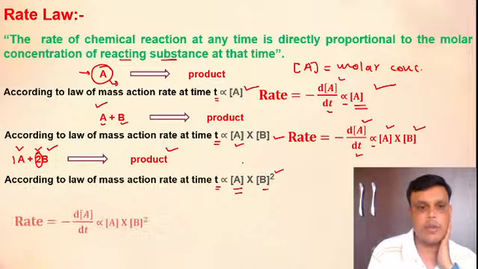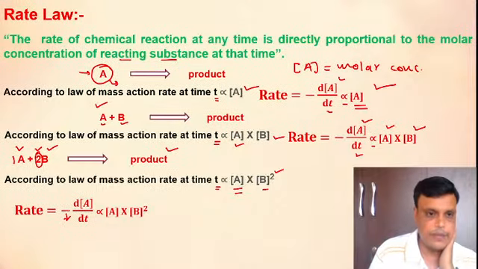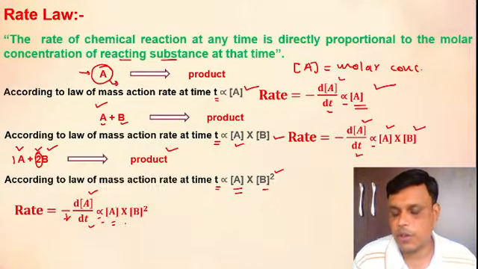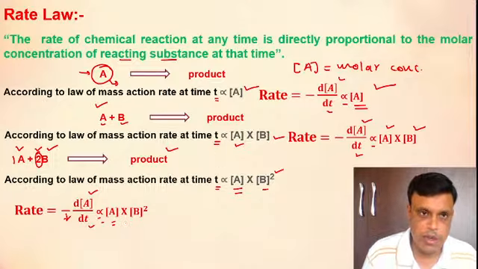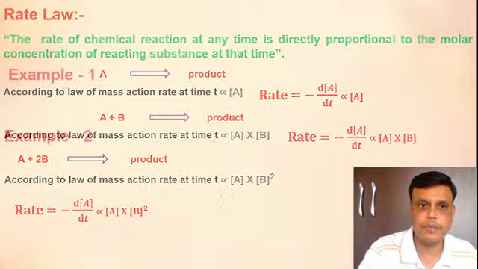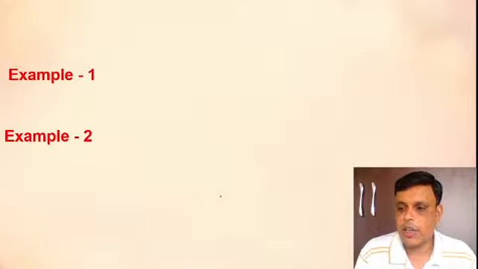And how will you write this equation? Rate is equal to negative. Why negative? Because the concentration of reactants is decreasing. So d concentration of A by dt is directly proportional to the molar concentration of reactant A into the square of the molar concentration of B. This equation is called the rate law. Understood what is rate law?